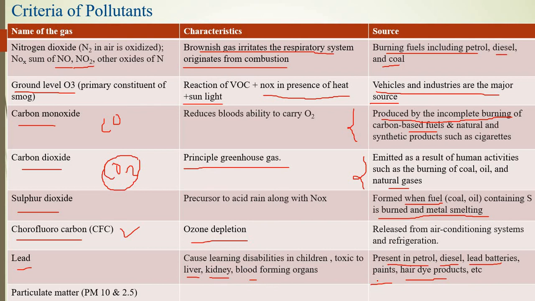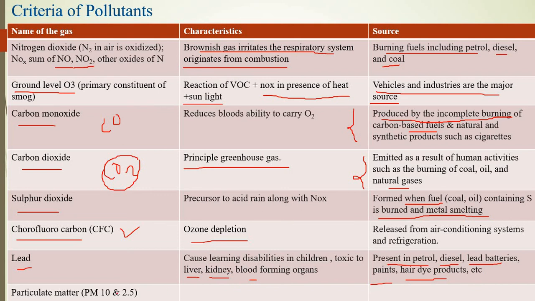Some of the paints have lead content added to improve the shining of the paint. Hair dryers and that type of product also contain lead. Maximum lead available worldwide is in China. China is producing a maximum of lead. So most of the batteries are manufactured in China because there is a maximum source available there.